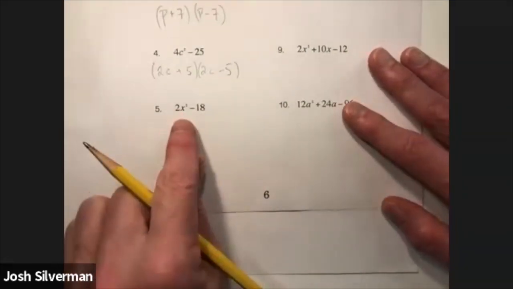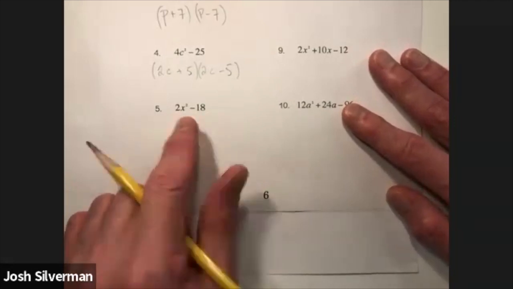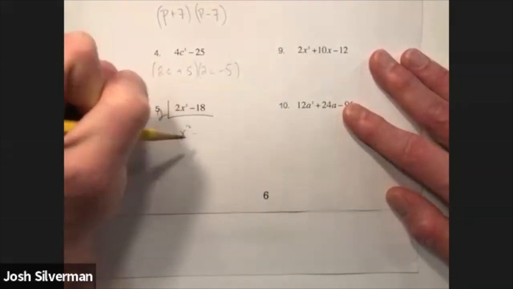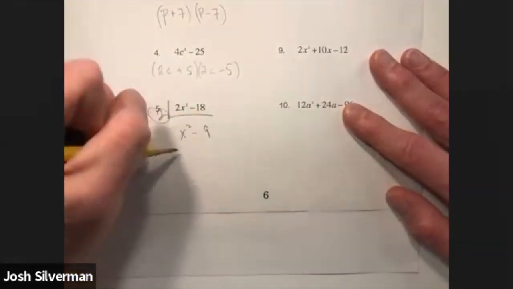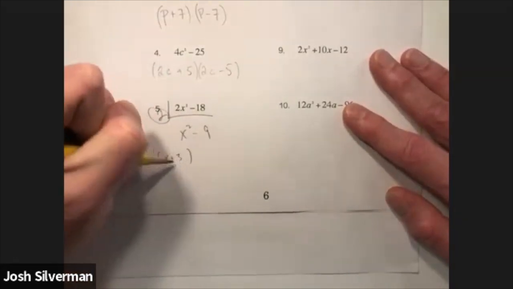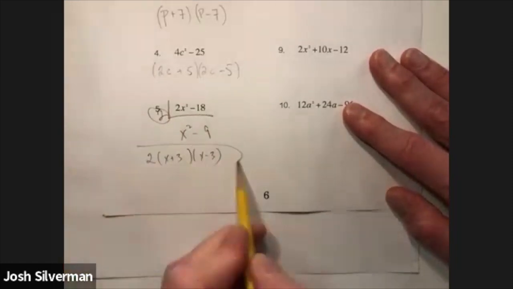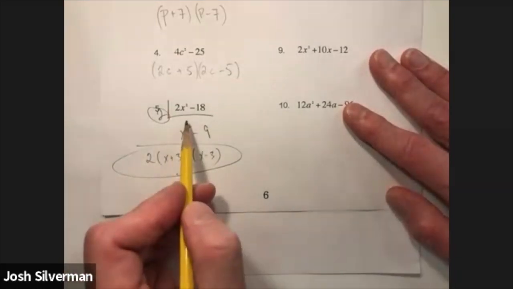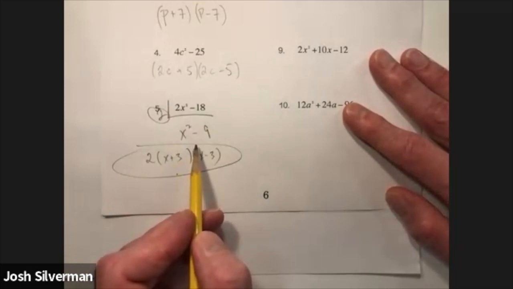Number 5, that looks like a difference of 2 squares, but neither of those things is a perfect square. Well, guess what? We've got to take out the GCF first. Take out the 2. That's going to leave behind x squared minus 9. Now, don't forget that 2 that we took out at the beginning. This is a difference of 2 squares. X plus 3, x minus 3 with the 2 in front. So this is an important problem here. Always do GCF first. And sometimes when you do the GCF, what's left behind will be easy to factor.